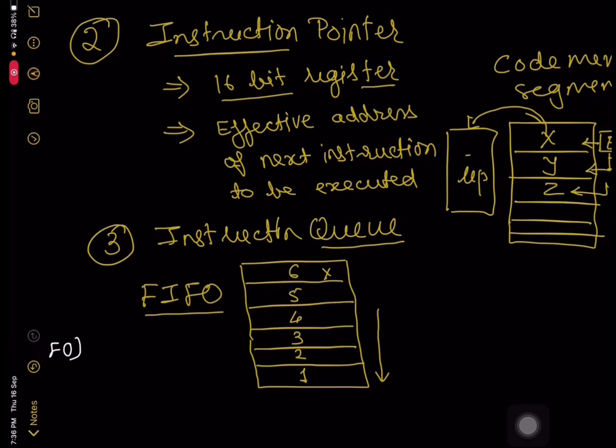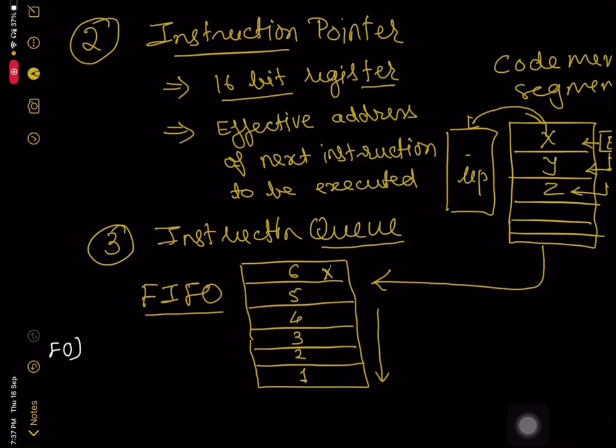The purpose of instruction queue is to form the queue of the instructions that are brought from the memory. From the code memory segment, the instructions are brought into the microprocessor into the instruction queue. So in the code memory segment, for example, if we have instructions X, Y, Z, then those instructions will be brought into the microprocessor in the sequence.